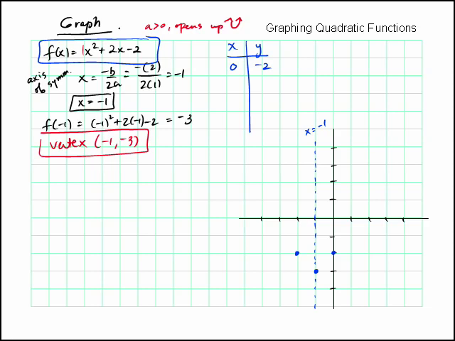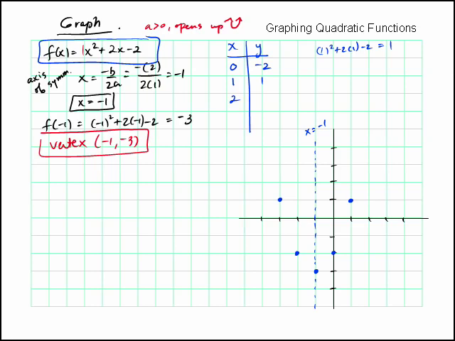Let's now try x equals 1. If I plug a 1 into my function, I get 1 squared plus 2 times 1 minus 2, which is a 1. So our parabola goes to the ordered pair 1, 1, right there. Because of symmetry, if there's a point here, there must also be a point right there. And I think that might be enough. Let's try one more, see if we can fit x equals 2 on here.